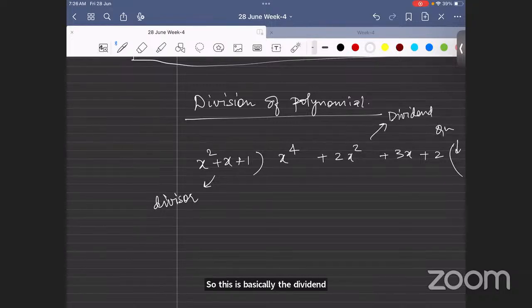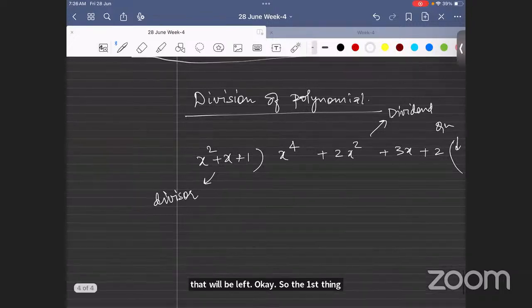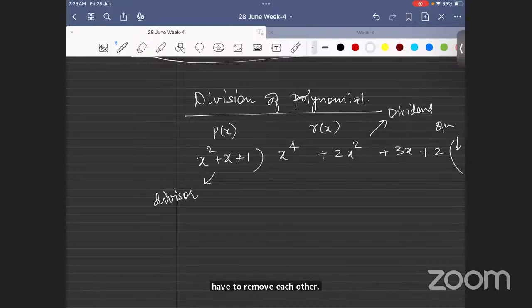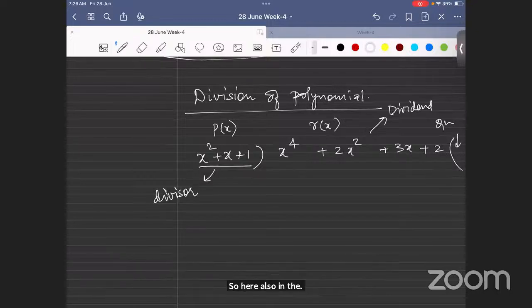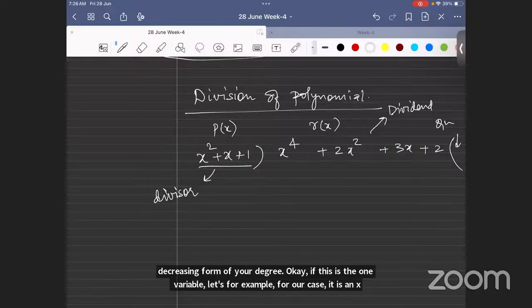This is the quotient, and the remainder is what will be left in the end. The first thing is we'll have to remove each of the terms. If you are dividing Rx by Px, in the divisor you'll put your equation in the decreasing form of your degree. For our case it is the x variable, so we have written it in decreasing order of the degree.